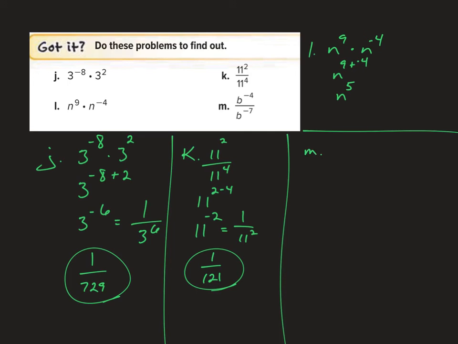And then last here we've got m, which is b to the negative 4th over b to the negative 7th. We're subtracting since we're dividing. We get b to the negative 4th minus negative 7. And I'm going to rewrite that as b to the negative 4th plus 7. Remember, I have 2 negatives in a row, so I can make that a positive. So b to the negative 4 plus 7 would just simply end up as b to the third power.